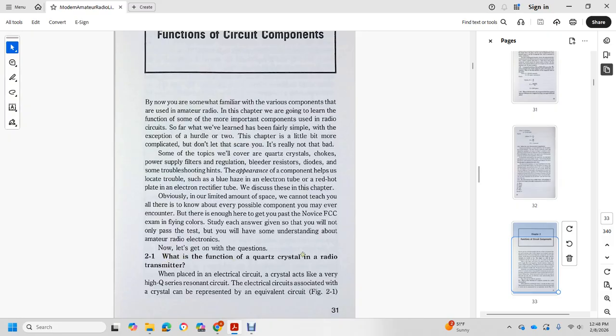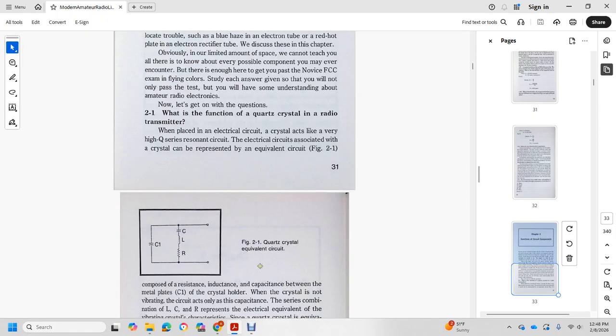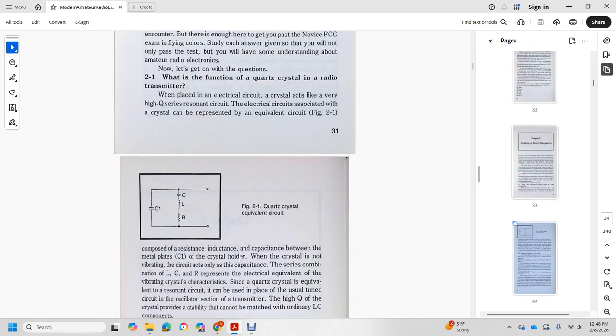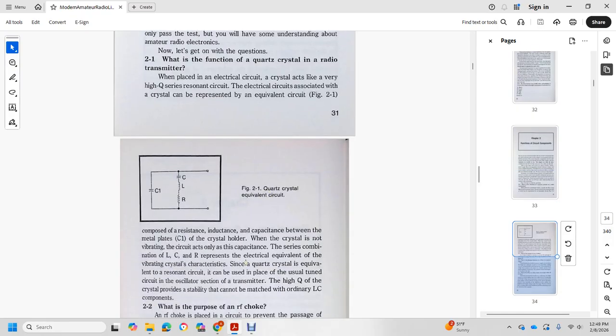2-1. What is the function of the quartz crystal in a radio? When placed in electronic circuits, the crystal acts like a high merit series resistance circuit, and the electrical circuits associated with the crystal can be represented by an equivalent circuit. Figure 2-1 shows the quartz crystal equivalent circuit composed of resistance, inductance, and capacity, and metal plates.